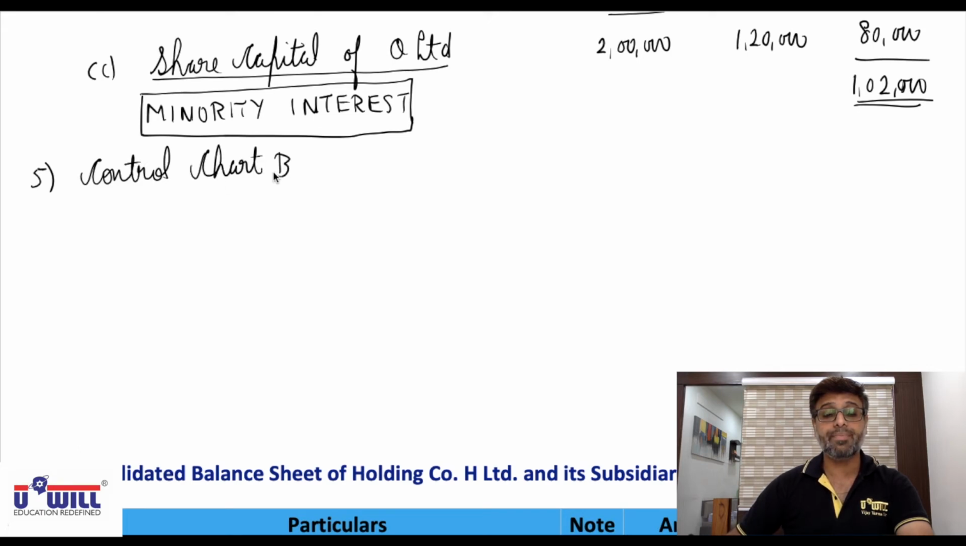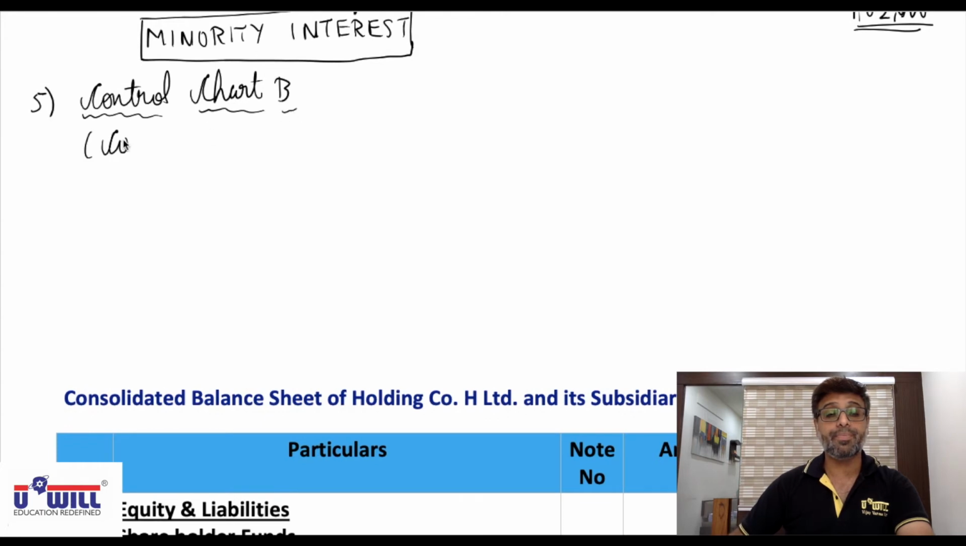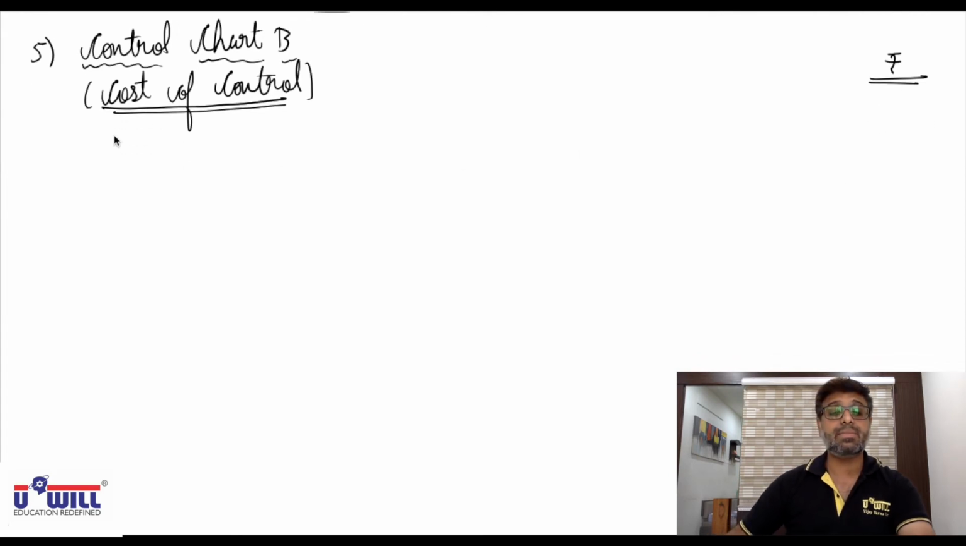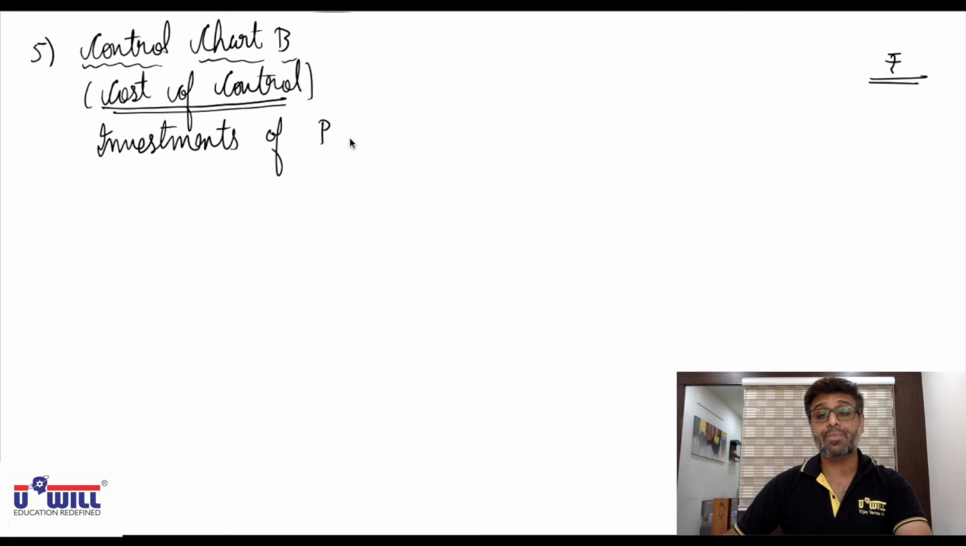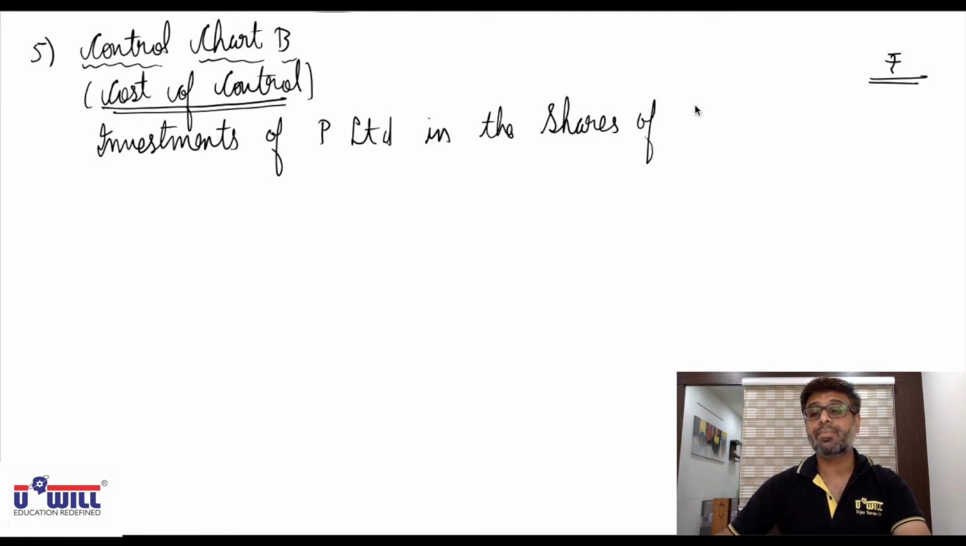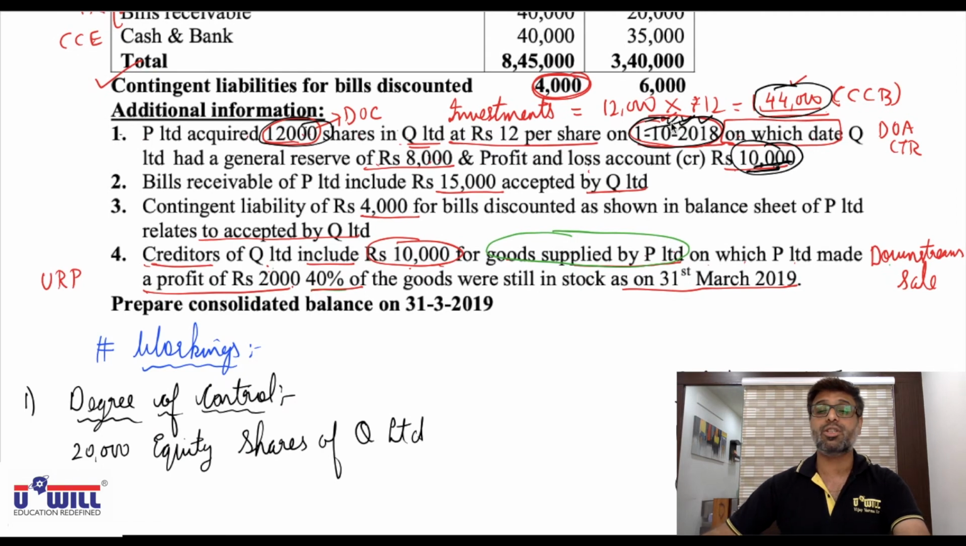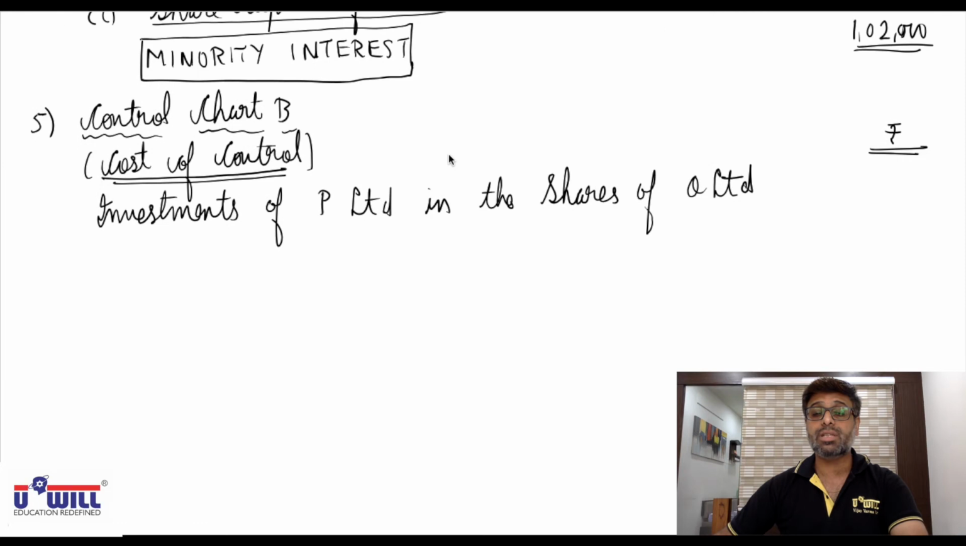Control chart B, that is cost of control. Now, here we will start with investments of P Limited, that is holding company, in the shares of Q Limited, that is subsidiary company. Okay, what are investments of P Limited in the shares of Q Limited as per adjustment 1? 1,44,000, 12,000 into 12. Okay, P Limited has acquired 12,000 shares in Q Limited at ₹12 per share. So 12,000 into 12.